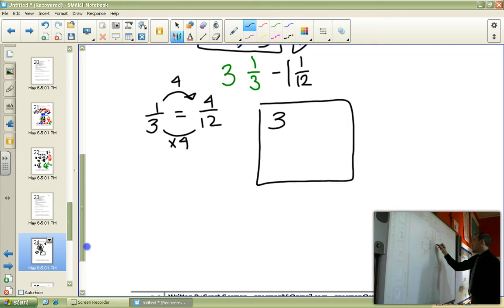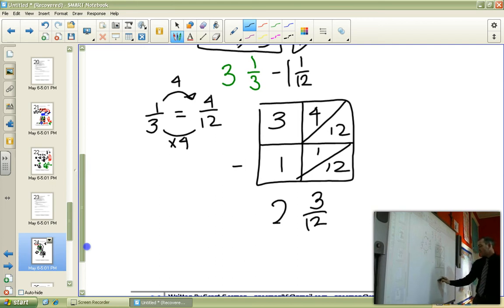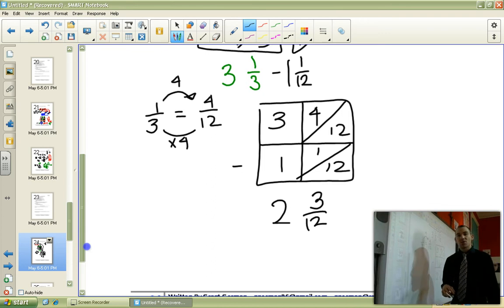Get my box, subtract it out, 1/12, 4/12. We can just subtract. 4 minus 1 is going to give us 3/12, and then we will have 2 and 13/12.